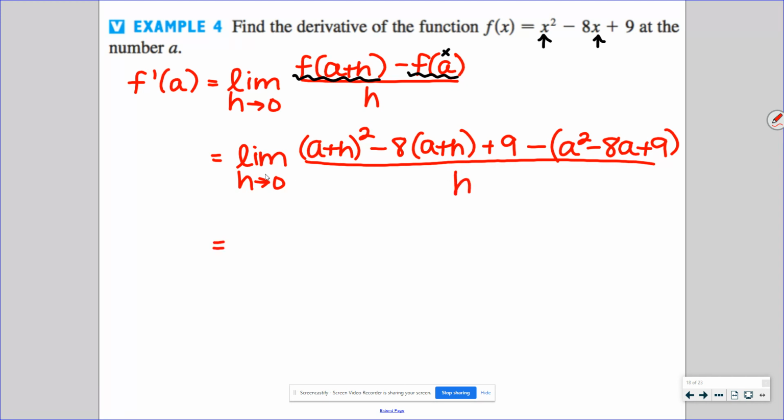Your next move would be to try to take the limit now, except you're going to get stuck because you can't plug it in the denominator. So you're going to have to start working through the algebra, squaring things, distributing things, etc., to get it to be something a little different than what you currently have. And if you do this right, you're going to have a bunch of terms cancel.